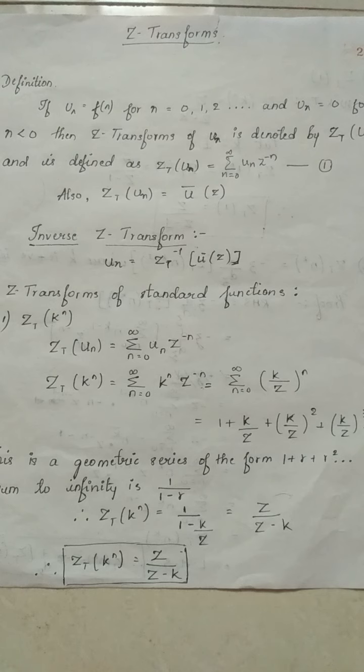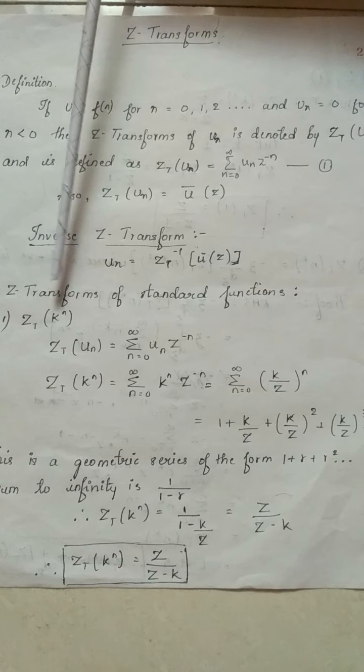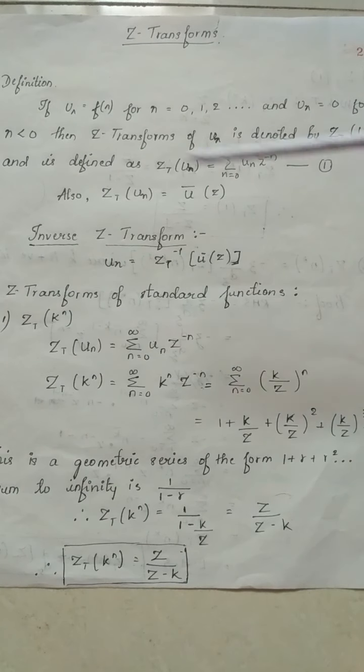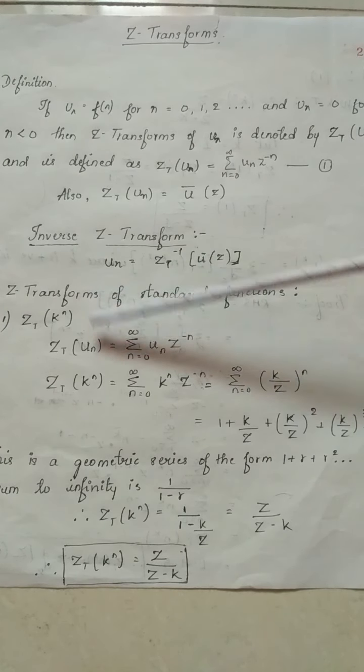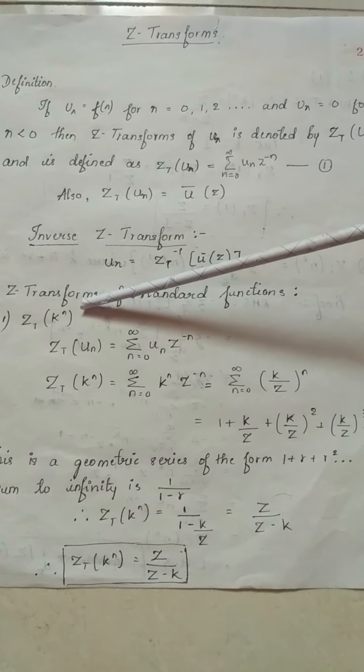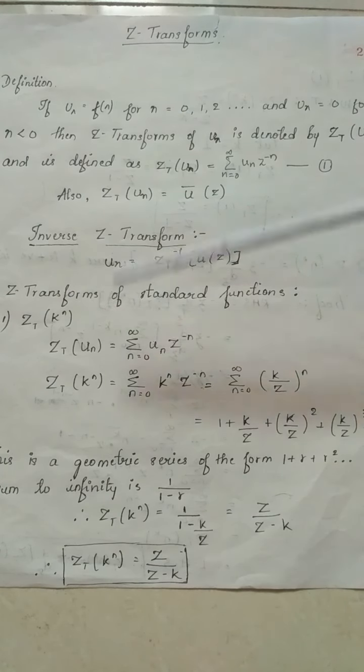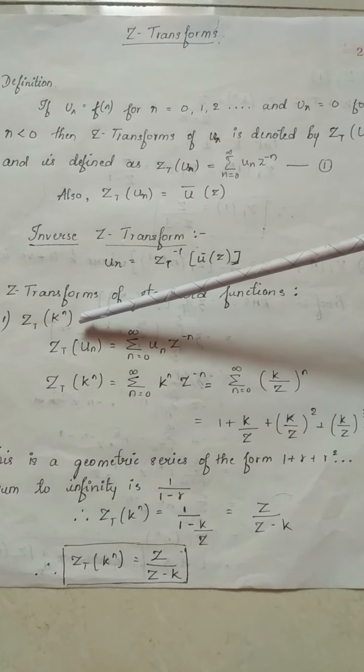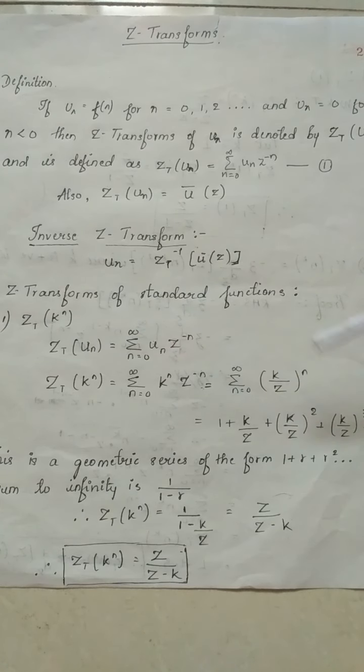Now let us see Z transforms of some standard functions. Let us find the Z transform of k to the n first. So now Z transform of k to the power n. Here k to the power n is nothing but our un. So let us find the Z transform of k to the power n by applying the definition of Z transform. Now, as we know, Z transform of un is nothing but summation n is equal to 0 to infinity un z raised to minus n.